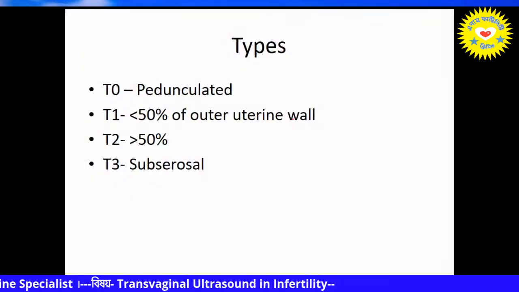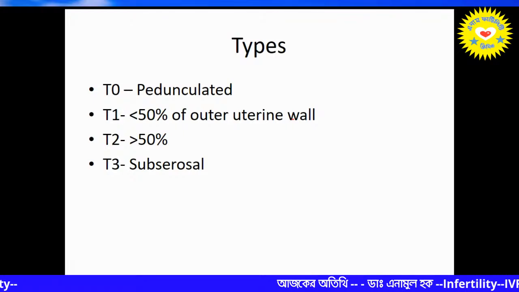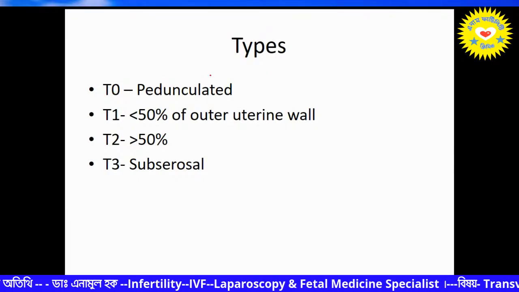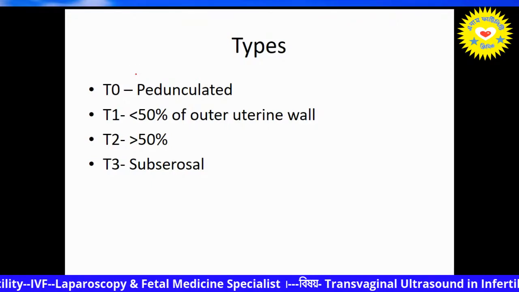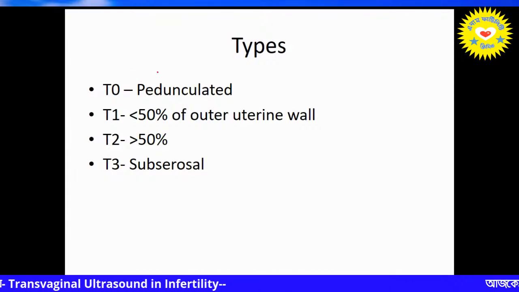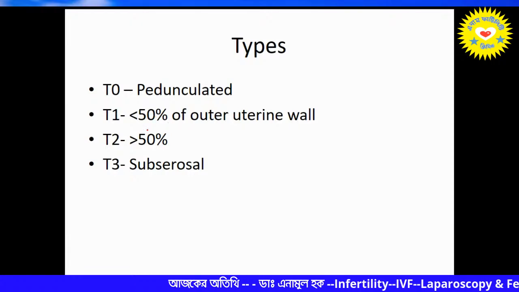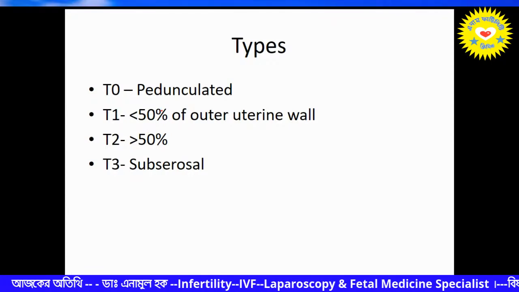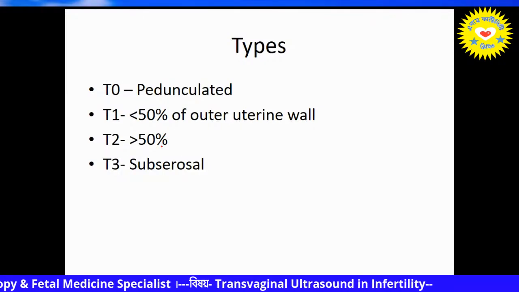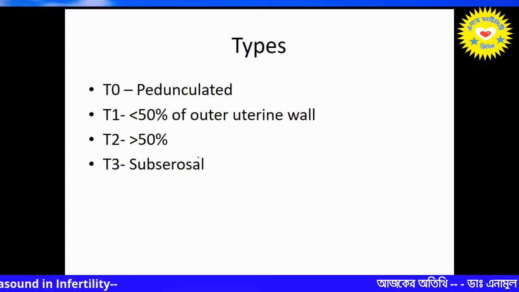Nowadays the type of the fibroid can be classified starting from T0. T0 fibroid is the pedunculated, that is more than 90% protruding towards the cavity. That is the T0 or pedunculated fibroid. Type 1 is when more than 50% of the fibroid is protruding towards the cavity. When more than 50% of the fibroid is pushing towards the uterine wall, this is called type 2. And type 3 basically is subserosal. So accordingly you have to manage.